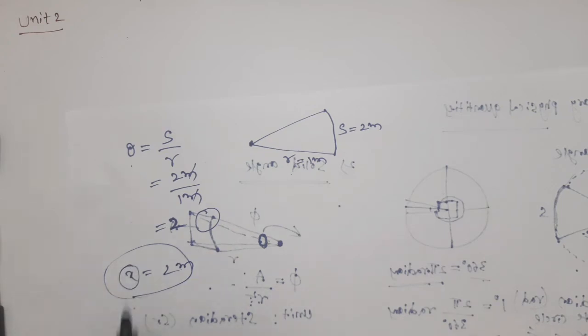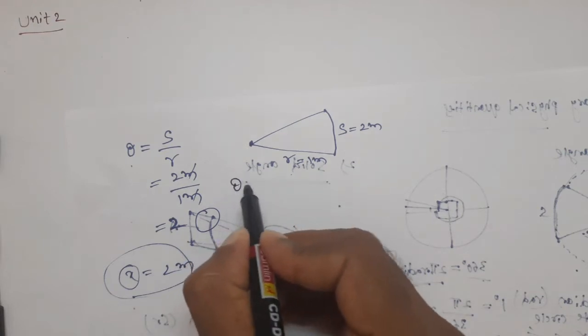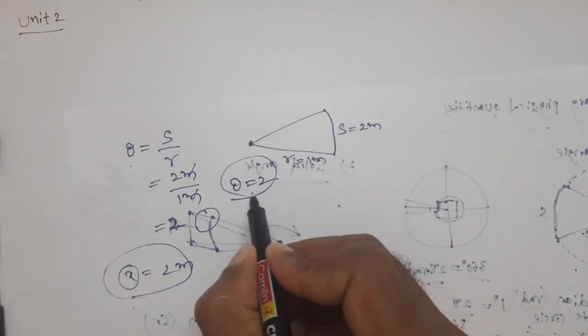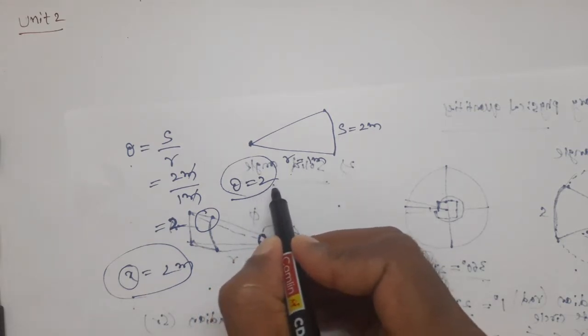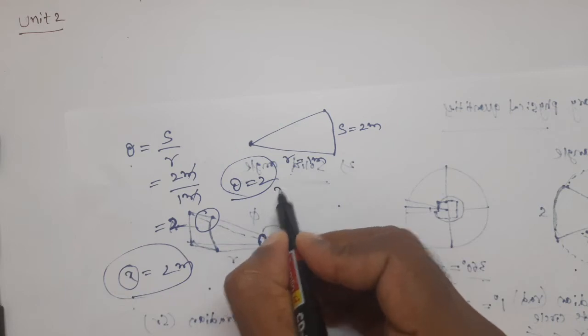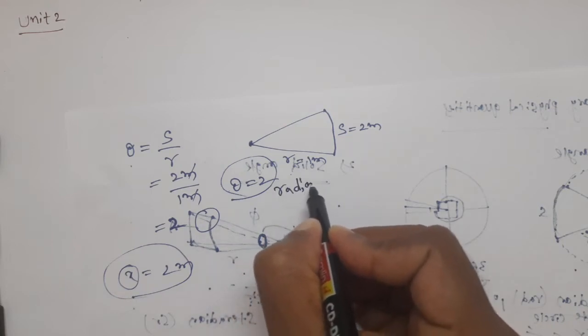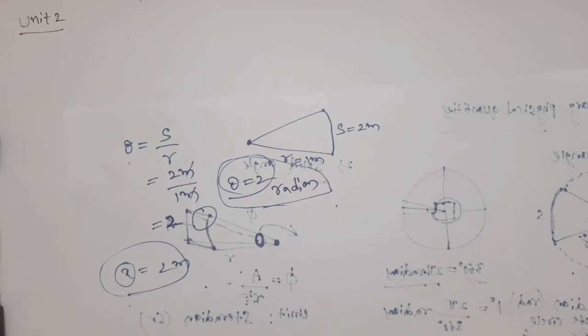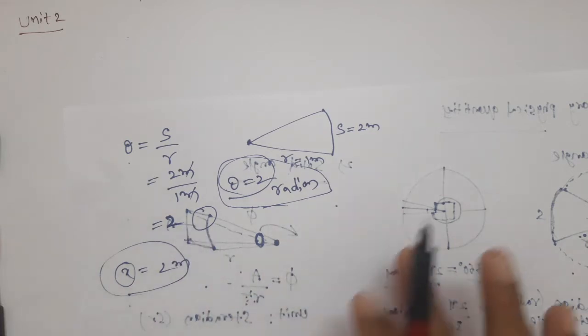We understand it like that. In a similar manner, if I say theta is equal to 2, it doesn't make any sense. We cannot understand. That is the reason why we assign a unit to this plane angle. So what is that unit? Radian. We call it radian. Do you understand? Actually, it is unitless, but to understand, we are assigning a unit, that is radian. So when we say radian, it is a plane angle.